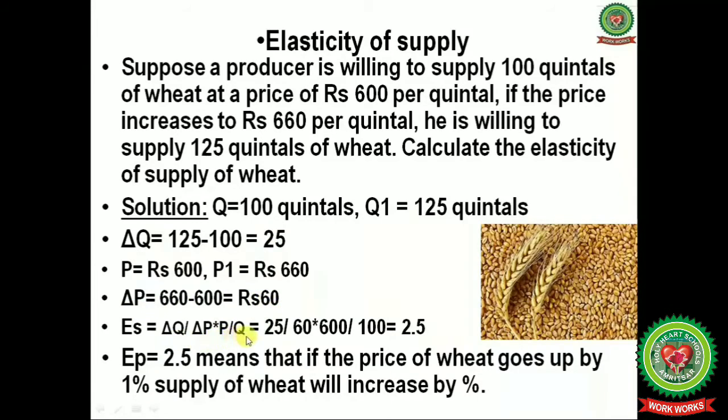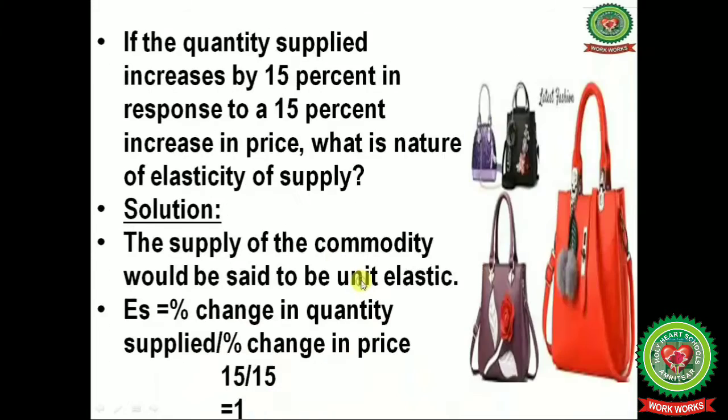So elasticity we will calculate with the formula delta Q upon delta P multiplied by P upon Q. Delta Q is 25 and delta P is 60, and original price is 600, and original quantity is 100. After the calculation you will get the answer 2.5. Here the elasticity of supply is 2.5, which means that if the price of wheat goes up by 1%, the supply of wheat will increase by 2.5%.